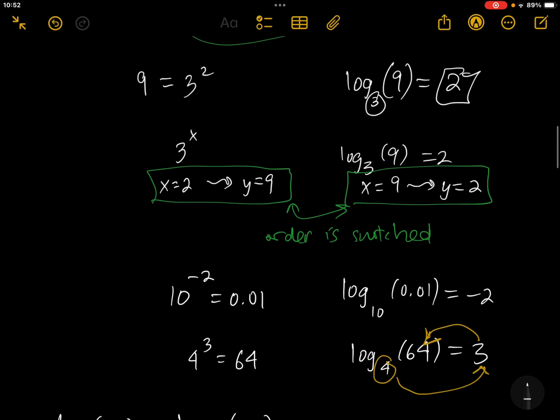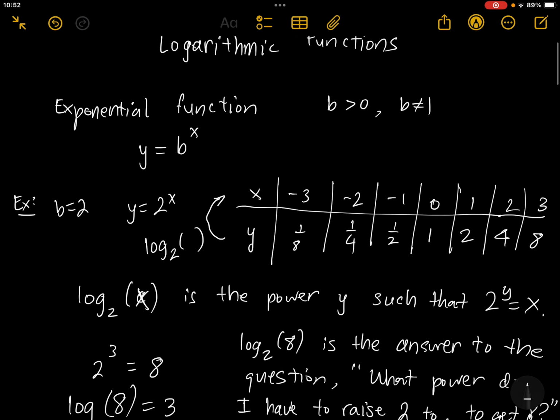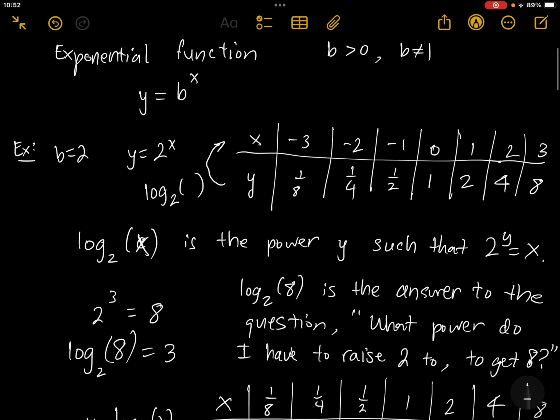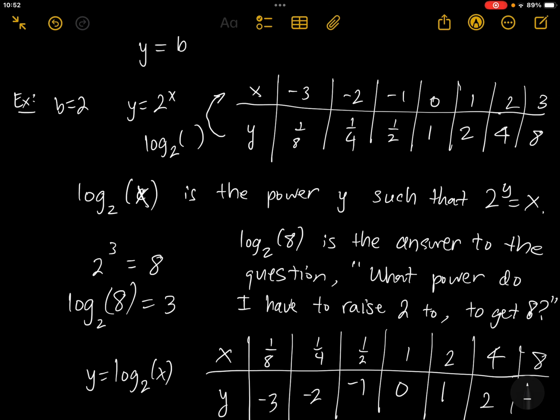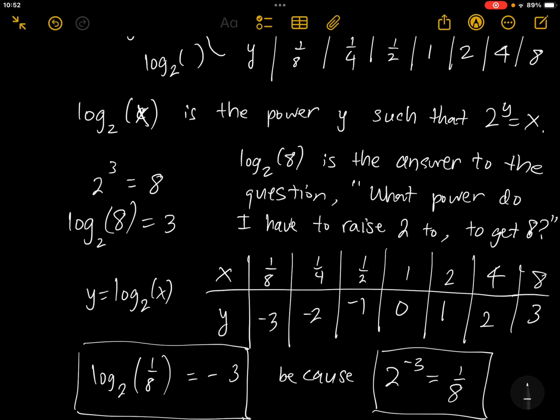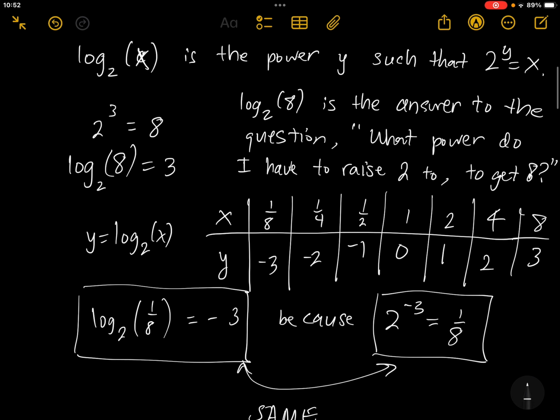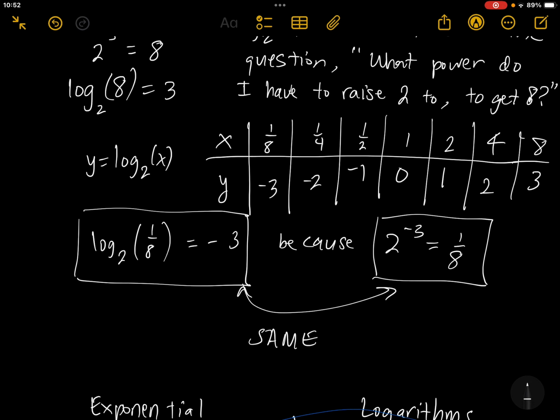So let's summarize what we did. We reminded ourselves of exponential functions, y equals b to the x, and then we defined the log sub b function to be the function that is called the inverse of b to the x. In other words, it takes the y values of b to the x back to the x values. It takes the outputs back to the inputs. So for instance, we've seen that log sub 2 of 1/8 is negative 3, because 2 to the negative 3 power is 1/8.